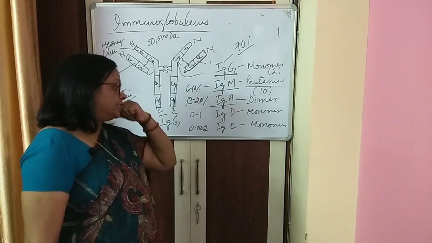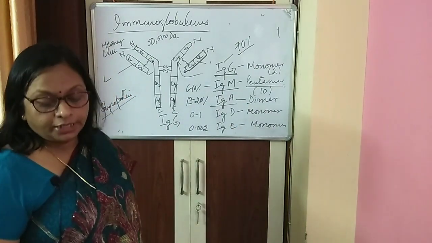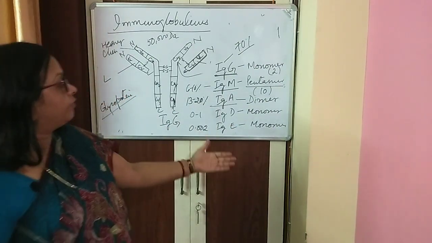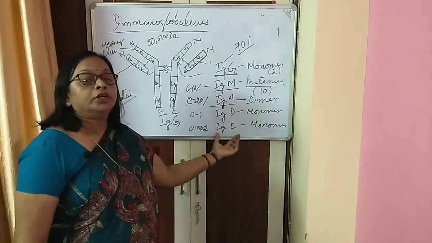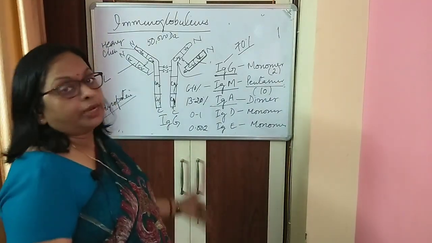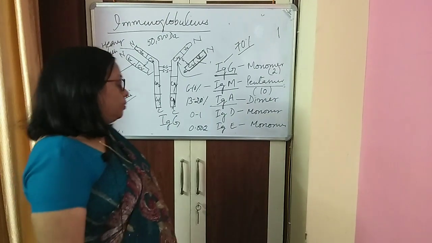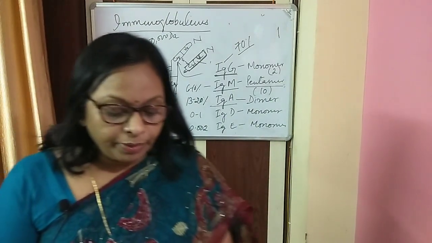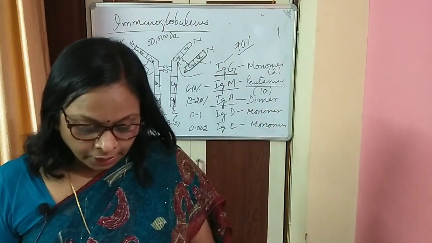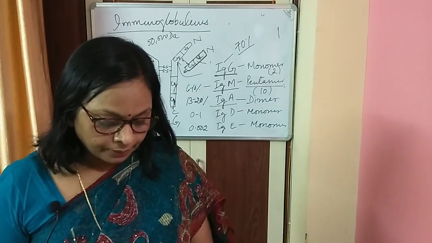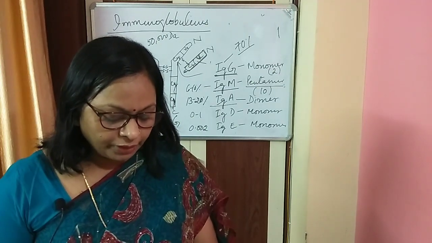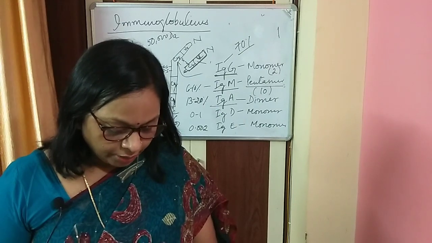And one more thing, IgE antibodies are not free in the circulation. Whenever they are formed, they have a special ability to bind to the surface of the mast cells. So mast cells and basophils in the blood. So the details of the antibody structures are also told to you.